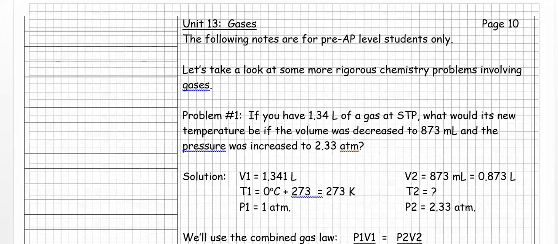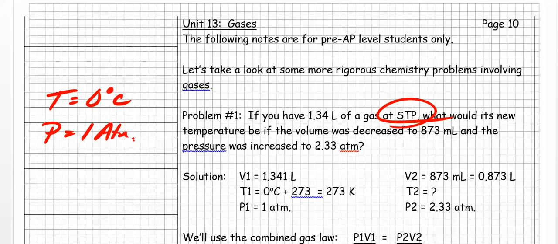If you have, this is problem number 1, if you have 1.34 liters of a gas at STP. Let's stop right there and talk about STP. What does that mean? Well, standard temperature and pressure, that's what it stands for. Standard temperature and pressure is this. STP is 0 degrees Celsius. So the temperature at STP is 0 degrees Celsius. And the pressure is 1 atmosphere, just like that.